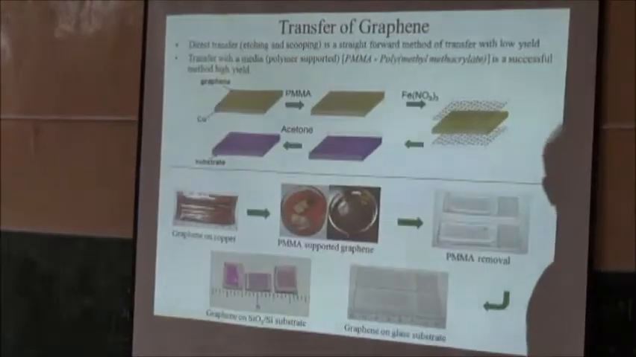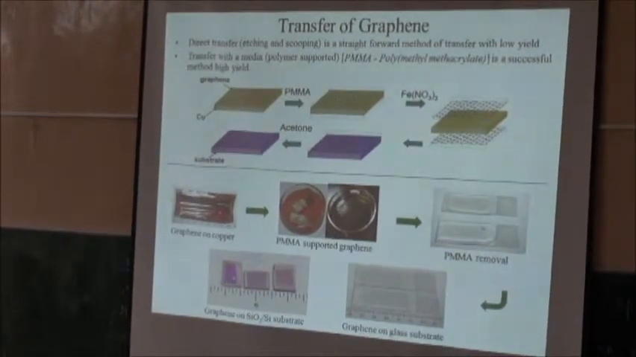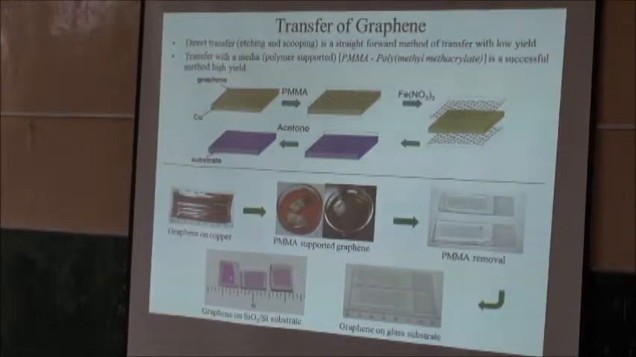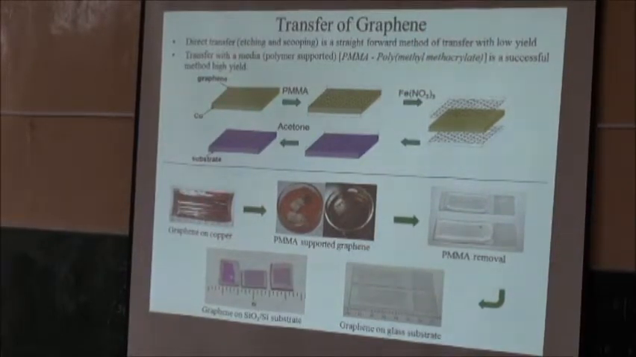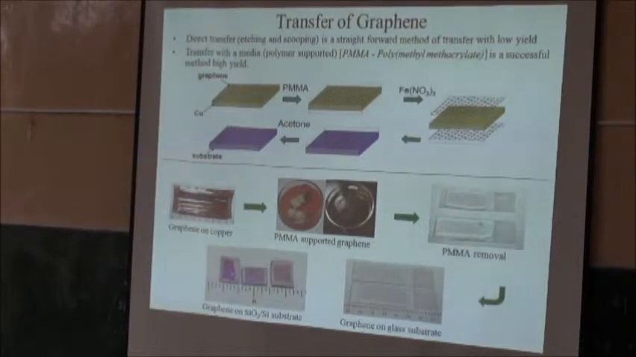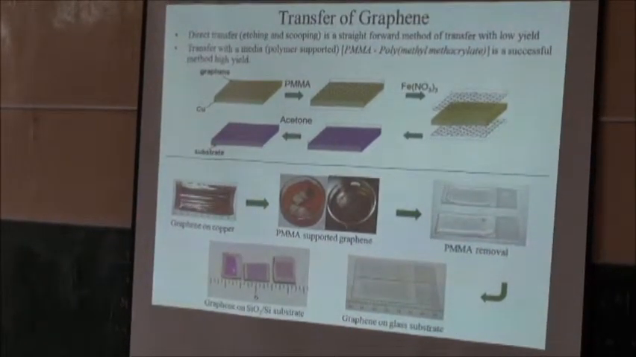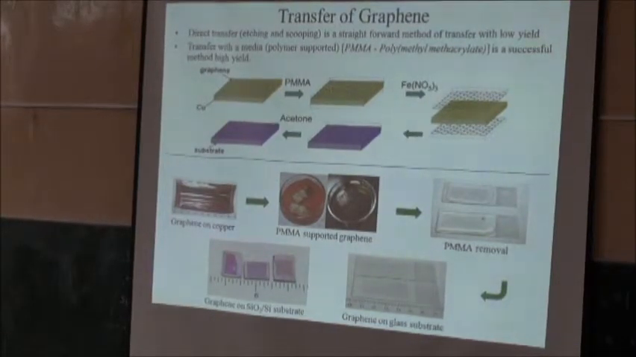So what happens is, when you take the copper out, this is your copper piece, and you have graphene on copper, but we cannot use it because the graphene is on the copper, right? Now we have to remove that graphene from the copper.